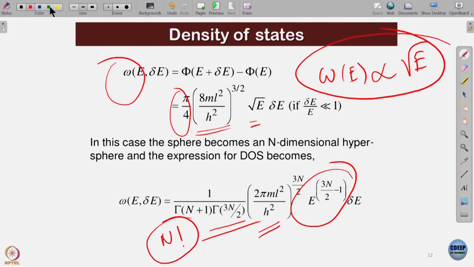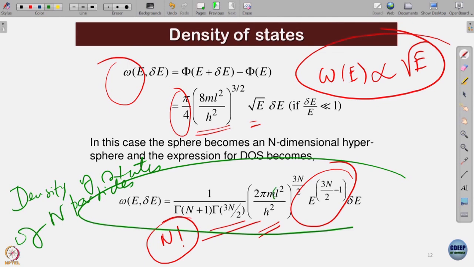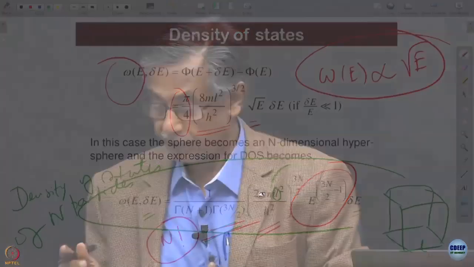So you now have the density of states of an n particle system. So this is the density of states of n particles in a cube of length L. So you have a cube, a hypercube, of length L, and this beautiful thing now is omega E del E. It is proportional to del E, but del E is not the important quantity. The important quantity is this 2n factorial that comes from the same logic as the partition function, but this is the one which comes from the factors that come in the volume and E to the power 3n.